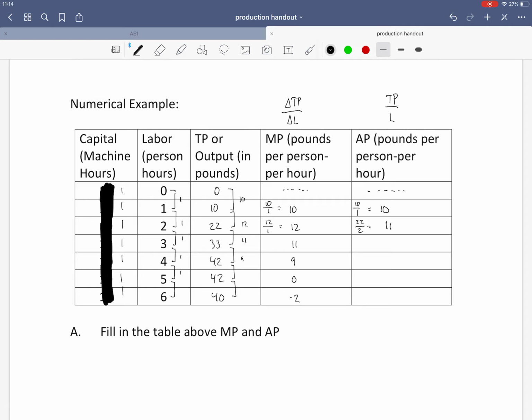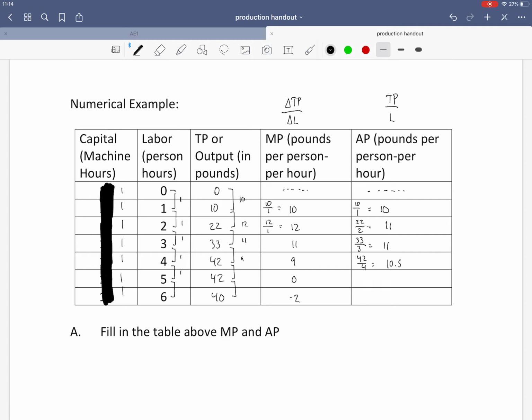When we have 3 workers, they are able to produce a total of 33 pizzas. So total product is 33 over 3. Once again, it gives us 11. When we have 4 workers, they're able to produce 42 pizzas. So 42 divided by 4 is going to give us 10.5.